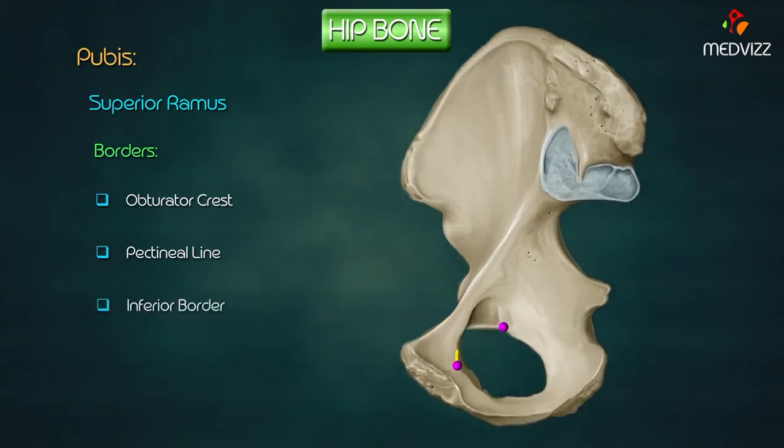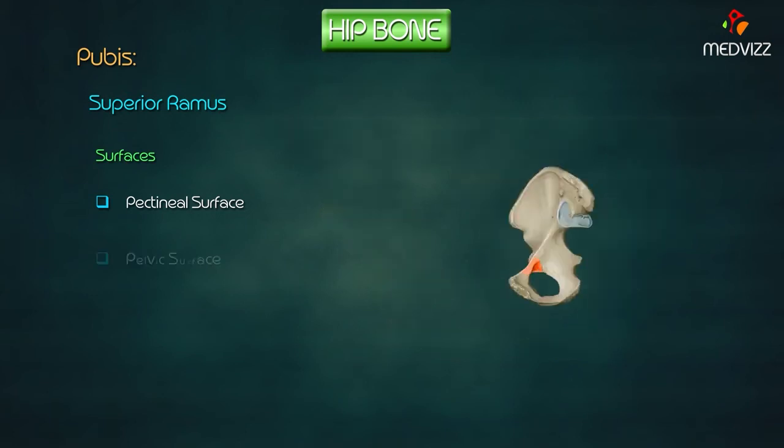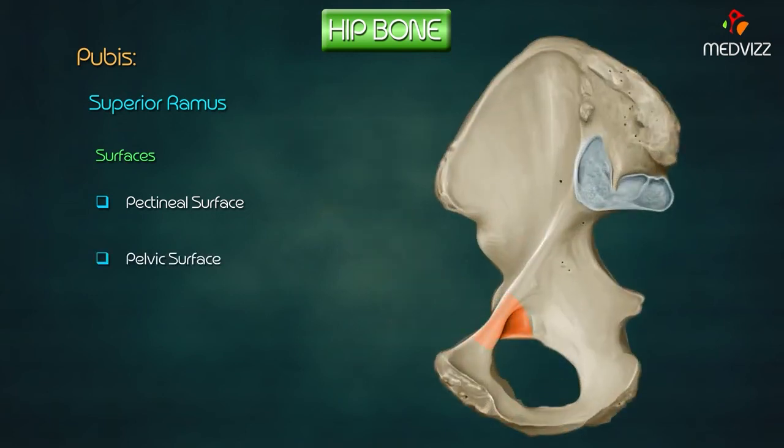Inferior border is sharp and forms the upper boundary of the obturator foramen. Surfaces. Pectineal surface. It faces anteriorly and lies between the obturator crest and the pectineal line. It extends from the pubic tubercle till the iliopubic eminence. Pelvic surface. It faces upwards and backwards. It lies between the pectineal line and inferior border. It is continuous with the pelvic surface of the body of the pubis.